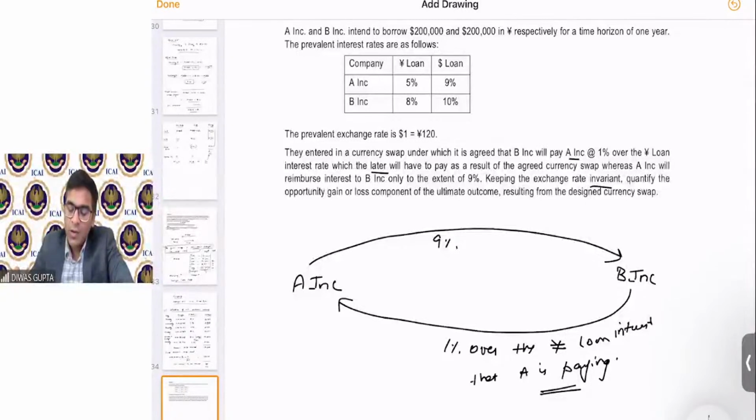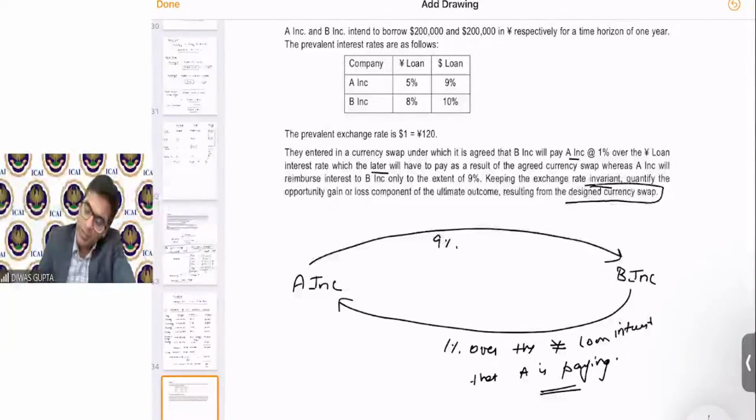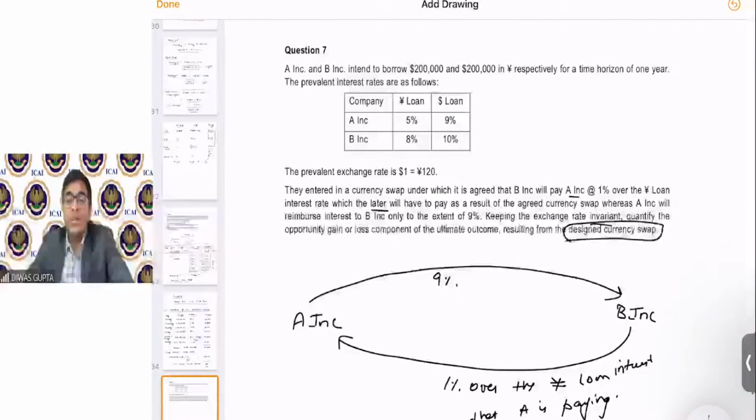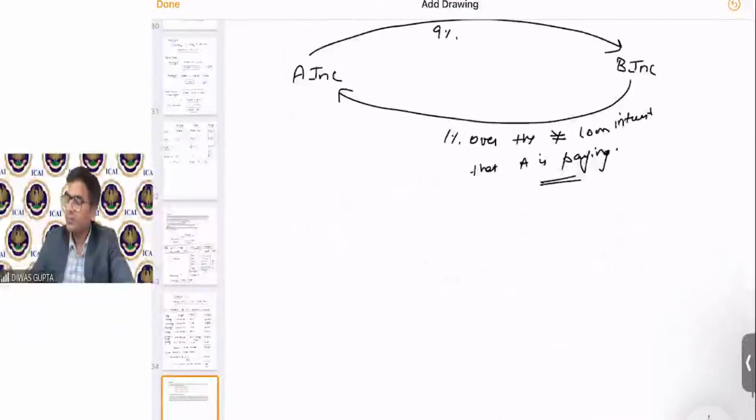Quantify the opportunity gain or loss component of the ultimate outcome resulting from the designed currency swap. So students, first of all, we have to identify what is the designed currency swap. The question has been very beautifully drafted in such a way that it has not told you what is the currency swap that they're talking about, students. Can we find out basis the approach that we discussed in our example? Yes, let's try. So there are two options again.